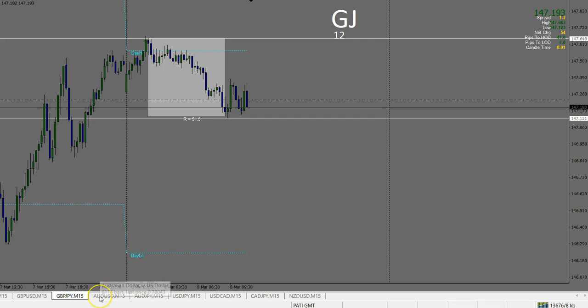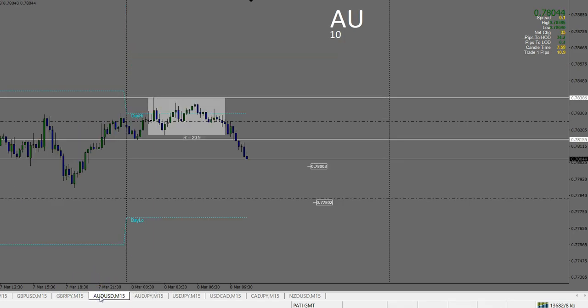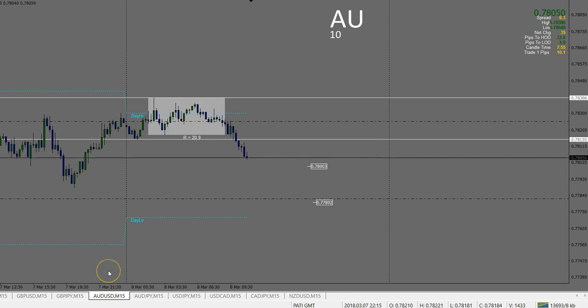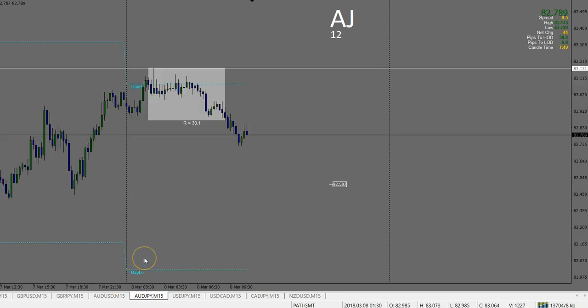Pound Japanese yen, still waiting for an entry on that. Australian dollar US dollar, fine, that's still moving down. Nice little slow steady movement down, hope that continues down to get somewhere near my target. Australian dollar Japanese yen, I punched out of that as our criteria says because it pulled back too far and a candle closed back within the range. So I punched out of that. I lost 2 pips on the Australian dollar Japanese yen.